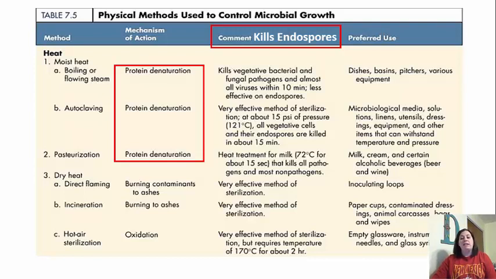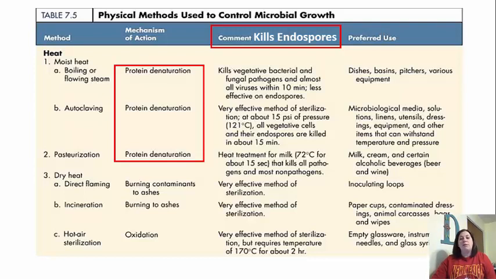Autoclaving is a very effective method of sterilization at about 15 psi of pressure. This can bring the temperature up to 121 degrees Celsius. This will kill all vegetative cells, and their endospores are killed in about 15 minutes. So if you're going to use one of these methods, autoclaving might be the better method versus the boiling.